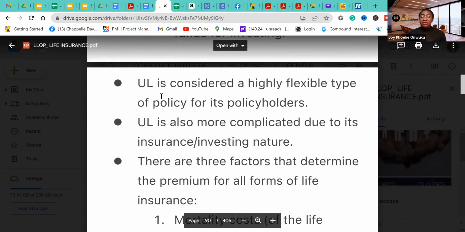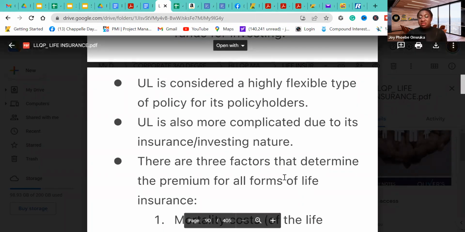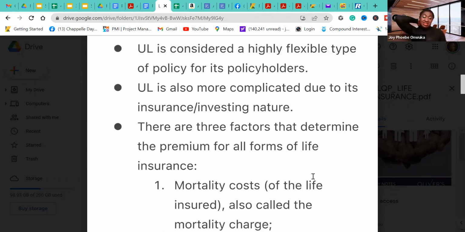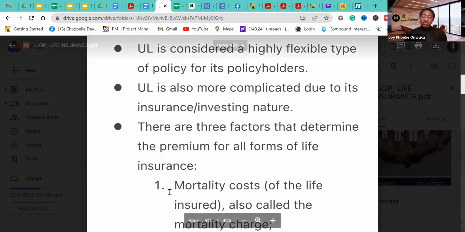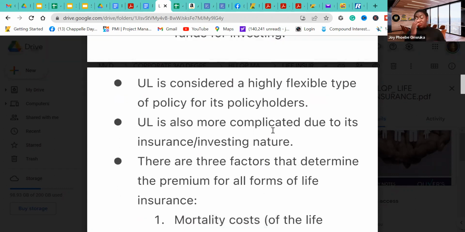You see, universal life is considered a highly flexible type of policy for its policyholders. Universal life is the most flexible form of life insurance. Also, universal life is more complicated due to the insurance and investment nature. But one thing I want you to understand right off the bat is that universal life is the most flexible form of life insurance. It puts the power of choice in the hands of the policyholder, through the help of his or her advisor.